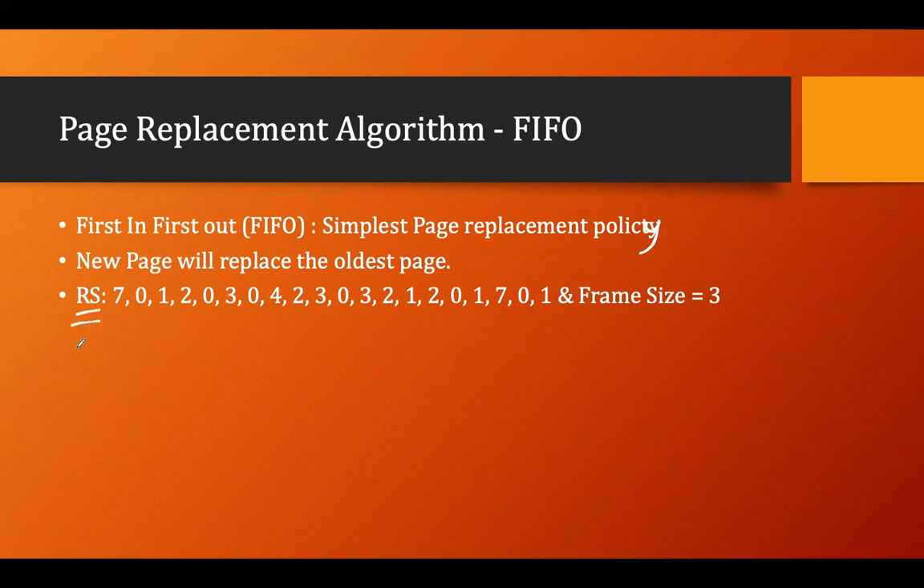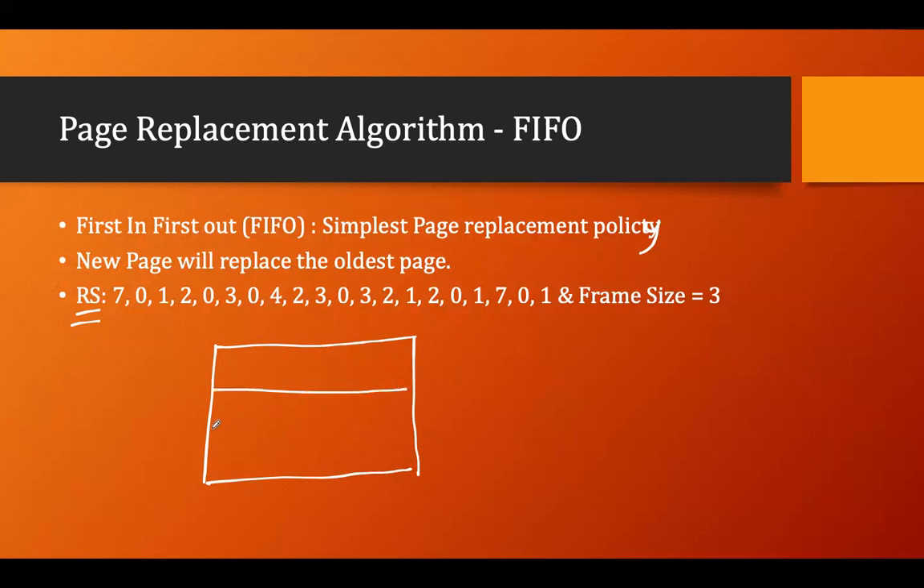So let's assume that we have this reference string here. We don't have the logical address or the virtual address; instead, the reference string is already given. This reference string is a reference to pages, and the frame size in the main memory is 3. So let's assume I have 3 frames available in the main memory.